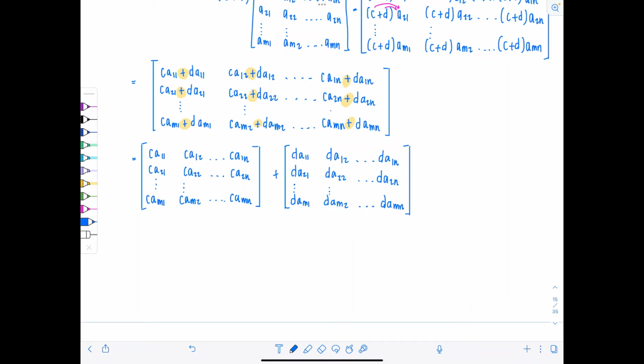And then we're almost done. Remember, the goal was to have C times matrix A plus D times matrix A. Keep the goal in the forefront of your mind. So I'm going to need to factor out the scalars C and D from the matrices.